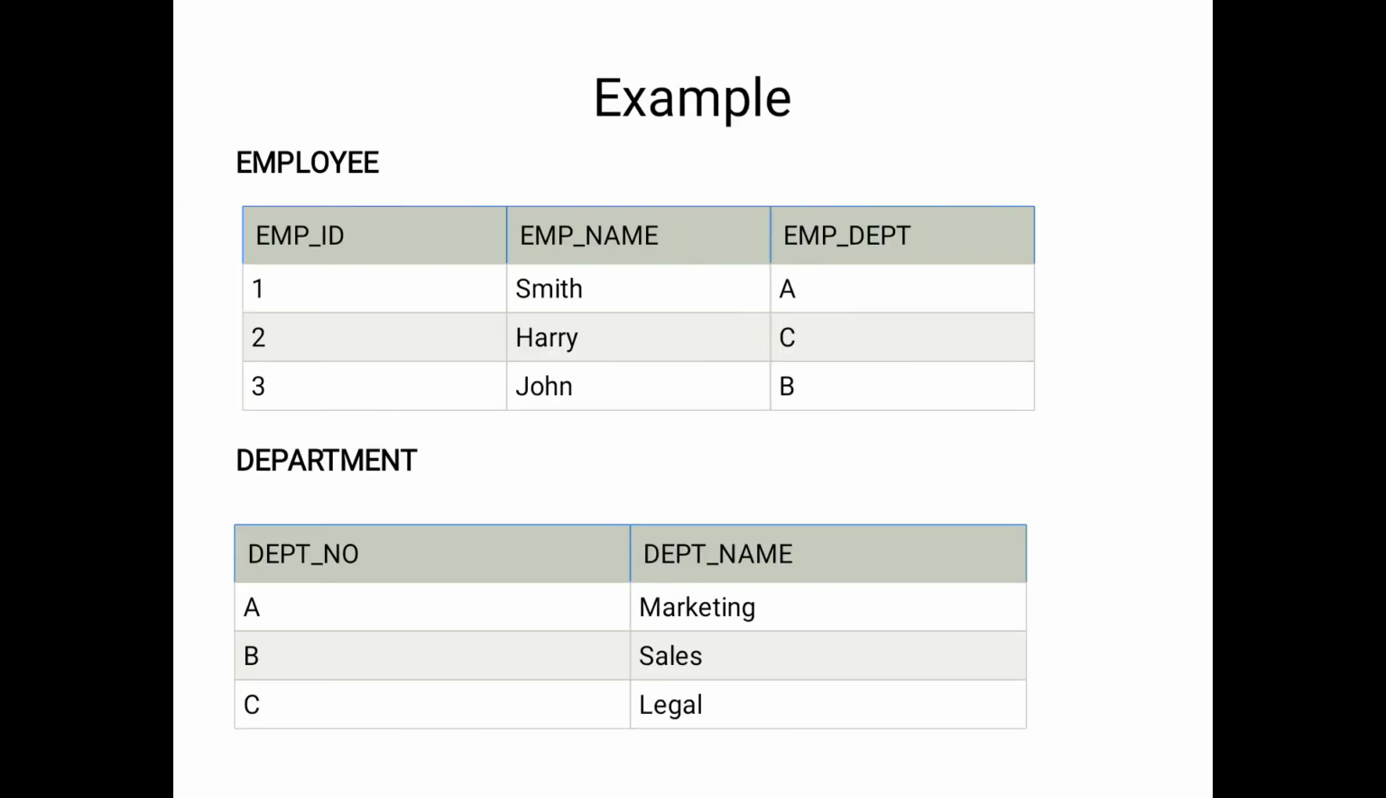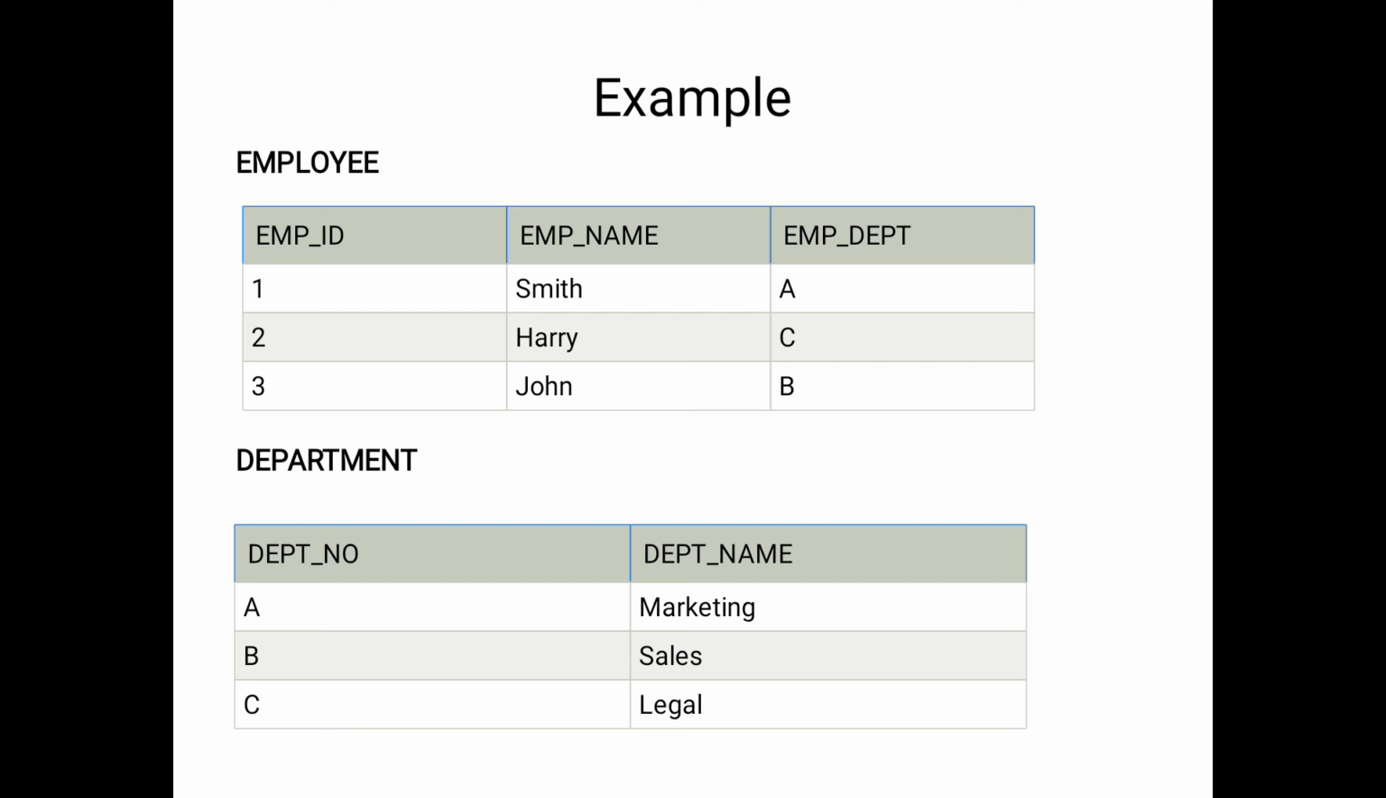Here we will consider the employee table and the department table. In the employee table, the fields are employee ID, employee name, employee department. In the department table, we have two fields, department number, department name. Okay, in the employee table, we have three rows of information available. In the department table, here also we have three rows of information.